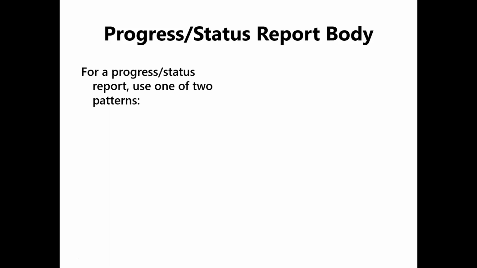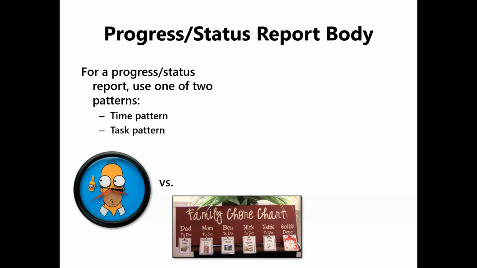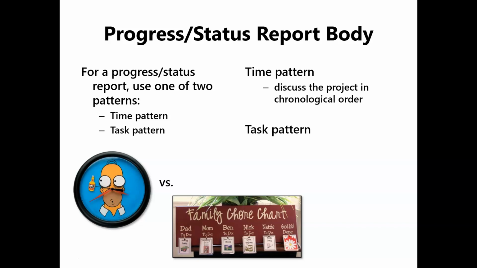Then, let's talk about the body. For a progress or status report, use one of these two patterns. Use a time pattern or use a task pattern. Here's the deal. A time pattern is just a chronological list of first, here's what happened, second, here's what happened, third, here's what happened. A task pattern, on the other hand, breaks down the project into different tasks.